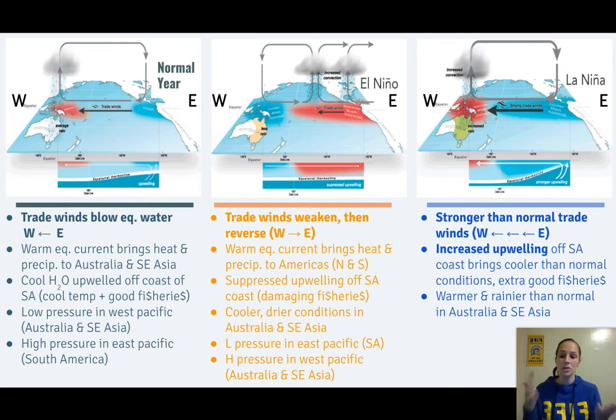So what we're going to see in these normal years is we're going to have warmth and precipitation over in Australia, and we're going to have cooler upwelling off of the coast of South America because this warm water is moving. It's going to suck up the cold water to replace it. And these are going to be years where we have really good fishery conditions because we've got that cool water coming up with the oxygen and the nutrients.